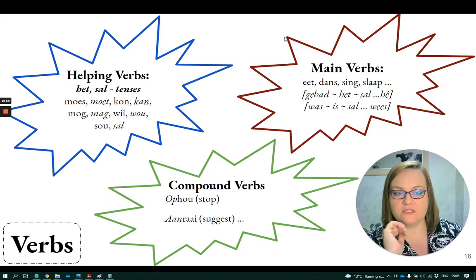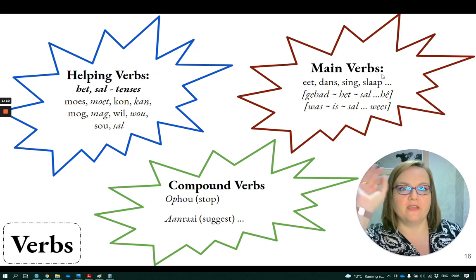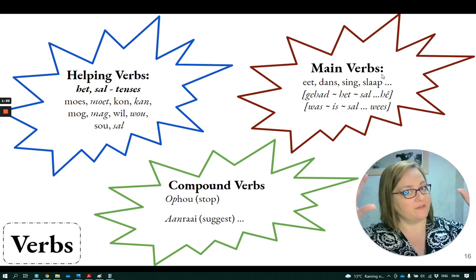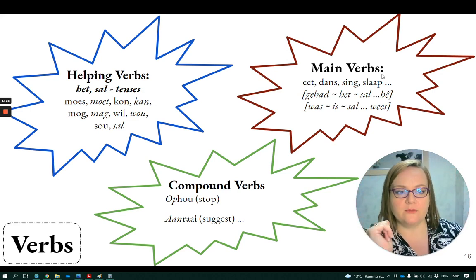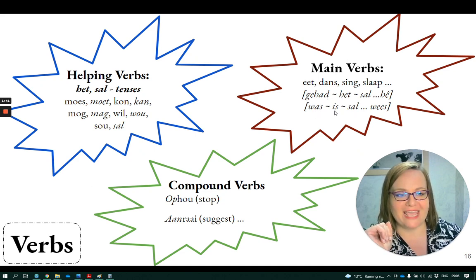Okay, so we're still just focusing on the right hand side here, all the main verbs. Last week we did eet, slaap, sing, and the exception to the verbs that don't get the ge if they've got that prefix. That's the first rule. The second one that we're looking at is the verbs gehad and was. And they are the past tense of het and is.